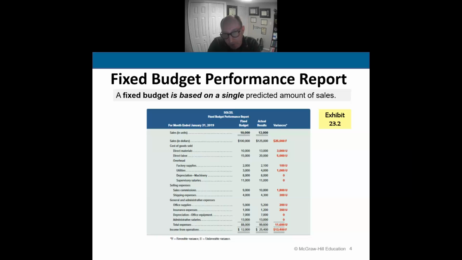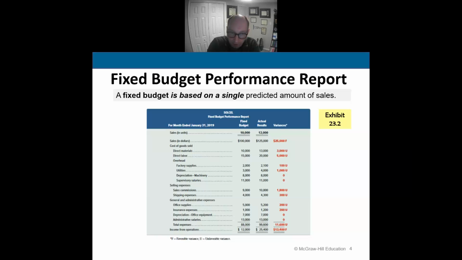The total expenses, actual 99,600, budget 88,000. That is an unfavorable of 11,600 total expenses. Ooh, that hurts. But income from operations, also known as net income, 25,400 actual. Budgeted 12,000. That's good. That means I got more income based on the actual results than I had budgeted for. 25,400 minus 12,000, 13,400, favorable.